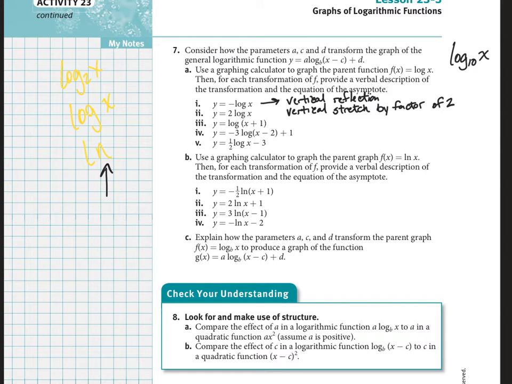Next one is inside of a parentheses, which makes it horizontal. It is adding or subtracting, which makes it a shift. And remember, everything has an inverse behavior, so this is going to make us go left 1 unit.